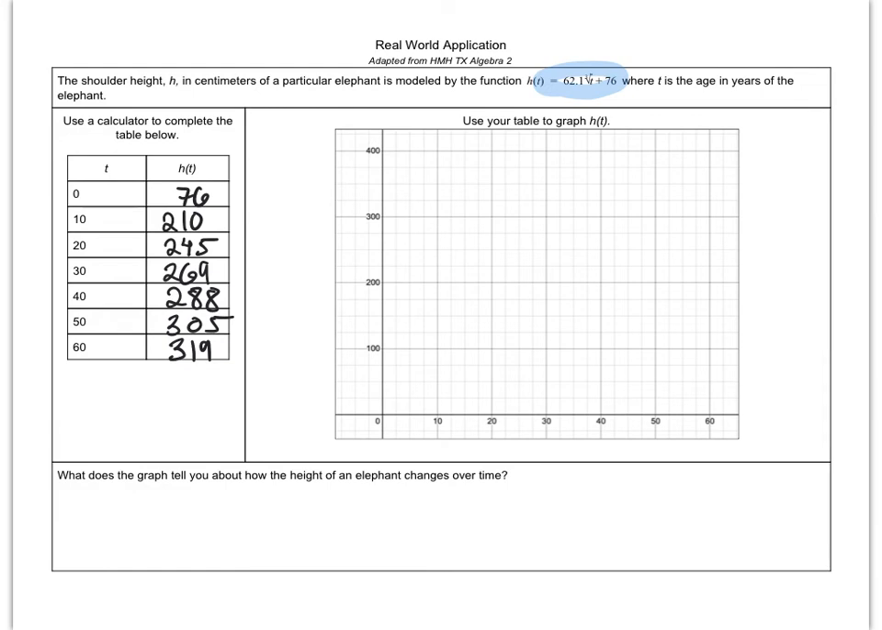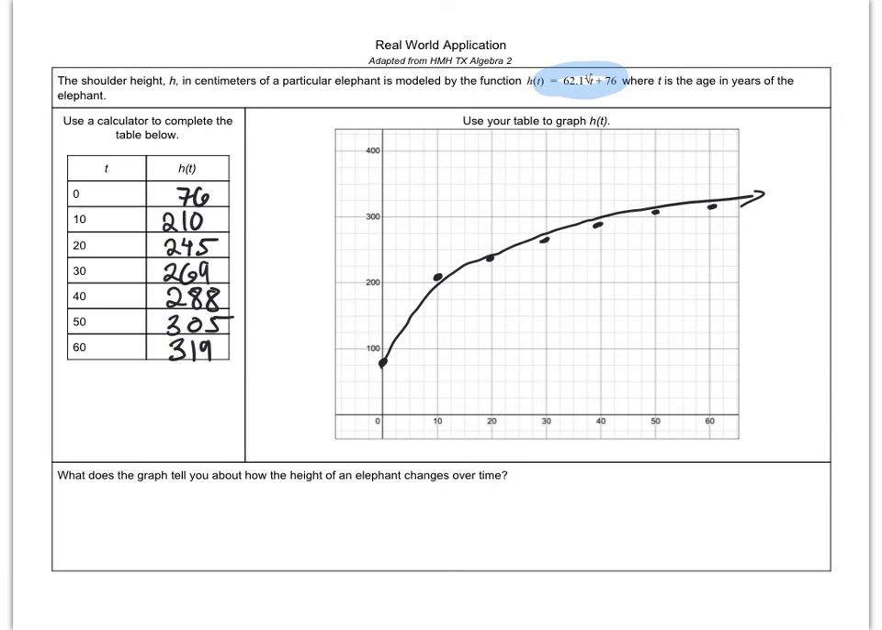So I've rounded my values, and now I'm ready to plot them. And there they are on the graph. I could connect it. It would look something like this. Of course, I didn't graph that perfectly, but that's okay. We don't really have any negative values here because an elephant can't be less than 0 years old.